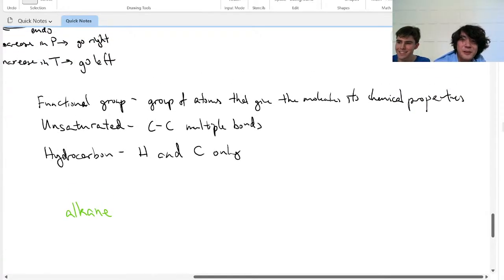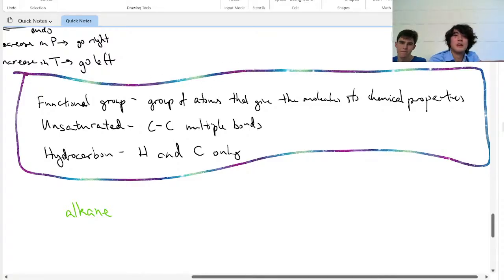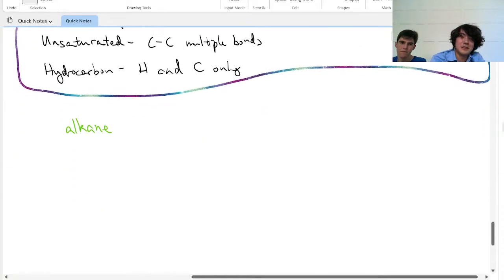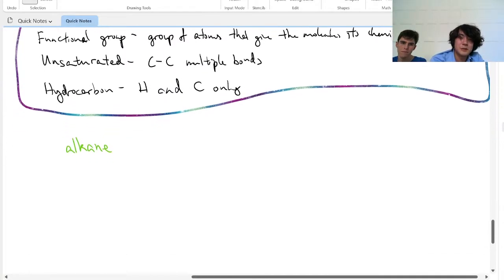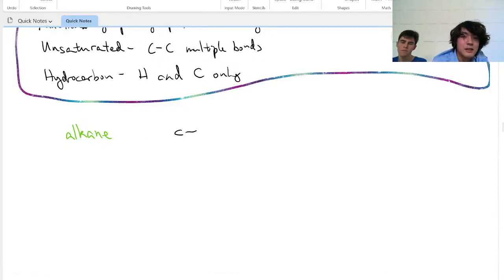Right. So those are the definitions you need to know. Let's start with the functional group things. So alkane is literally just nothing. The general formula is CnH2n+2. It's just carbons and hydrogens.